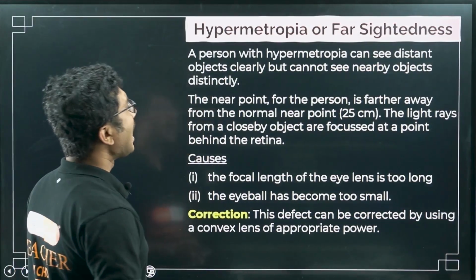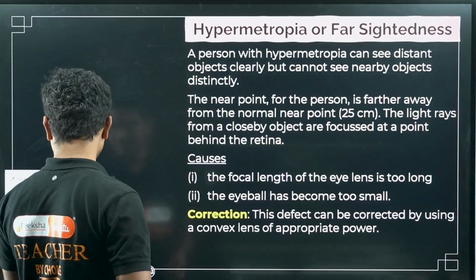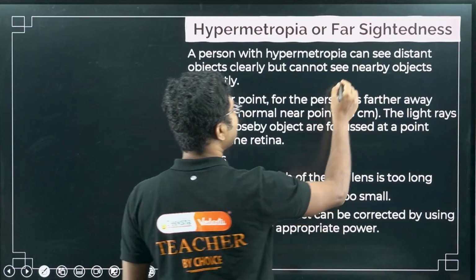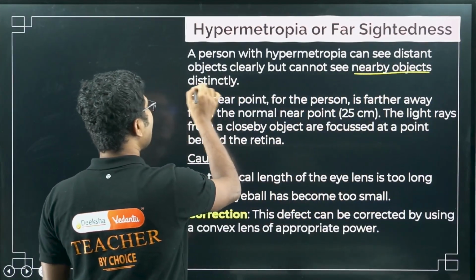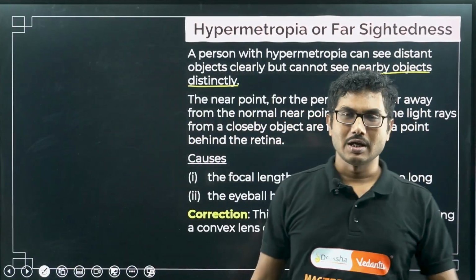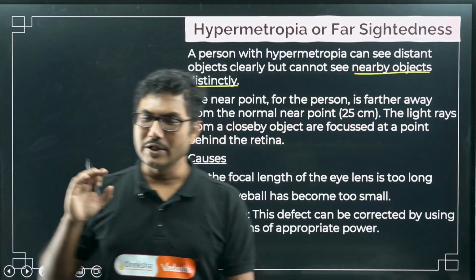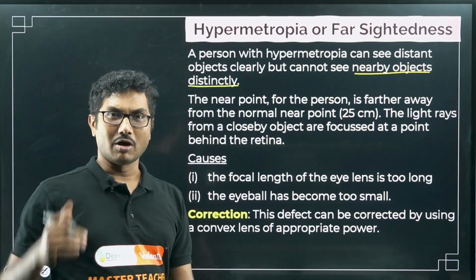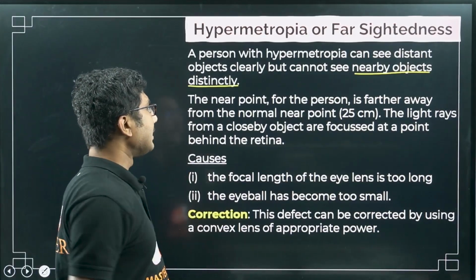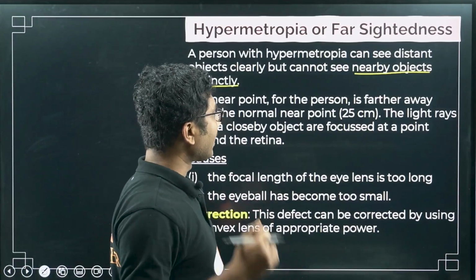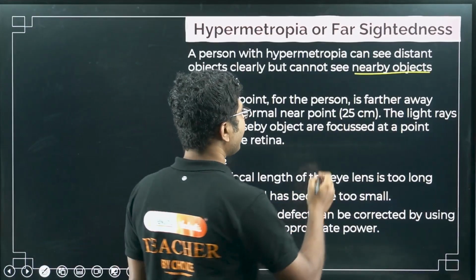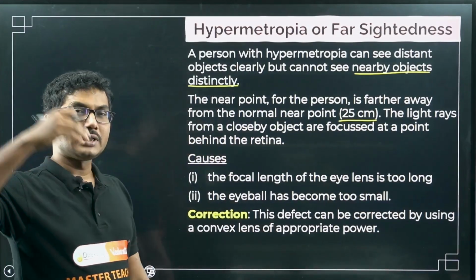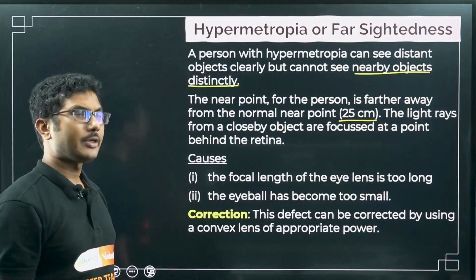A person with hypermetropia can see objects clearly but cannot see nearby objects distinctly. So farsightedness means you can see objects which are far clearly, but whatever is closer to your eye, you cannot see them. The near point of the person is further away from the normal near point, that is 25 centimeter. Okay, normal near point is 25 centimeter, but somehow the near point is now shifted to 30 centimeter or 50 centimeter because of some reason.